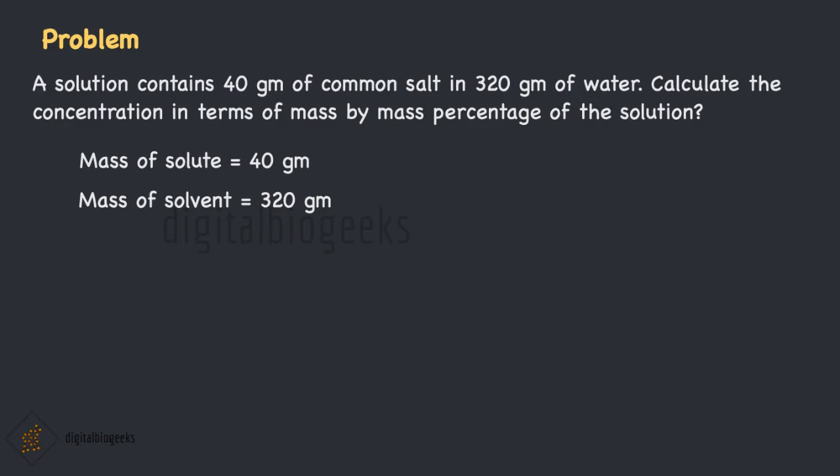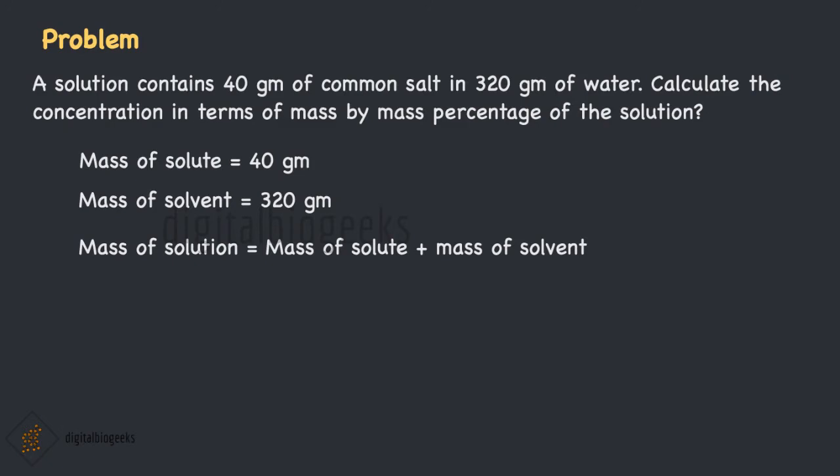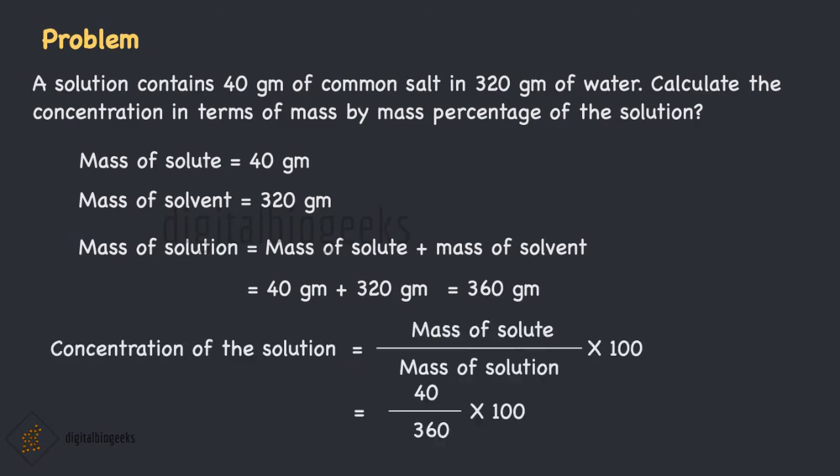Let's find out the mass of solution. Mass of solution is mass of solute plus mass of solvent. That means 40 gram plus 320 gram, that is 360 gram. Now let's find out the concentration of the solution. Concentration of the solution is 40 by 360 into 100 gives you 11.1 percentage. 11.1 percentage is the concentration of that particular solution.